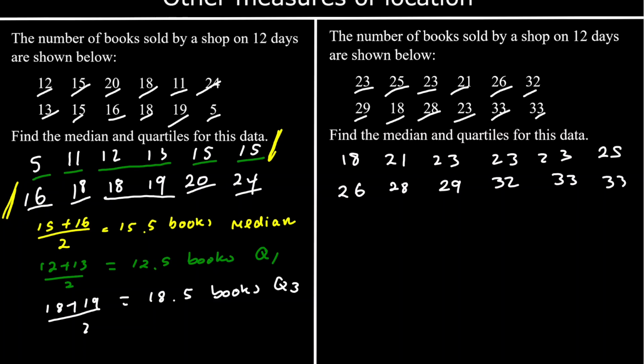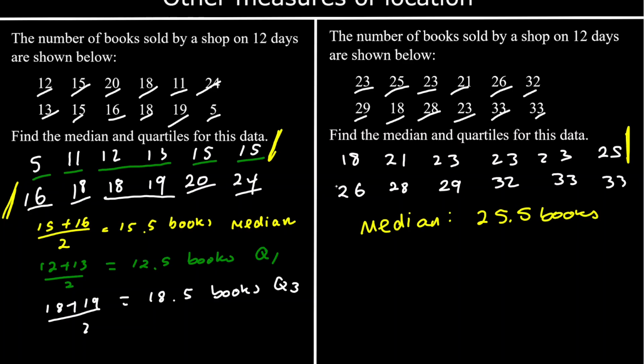So again, cross off 5 on both sides. 1, 2, 3, 4, 5. 1, 2, 3, 4, 5. We're left with 2 in the middle. We go halfway between them. Halfway between 25 and 26 is 25.5.